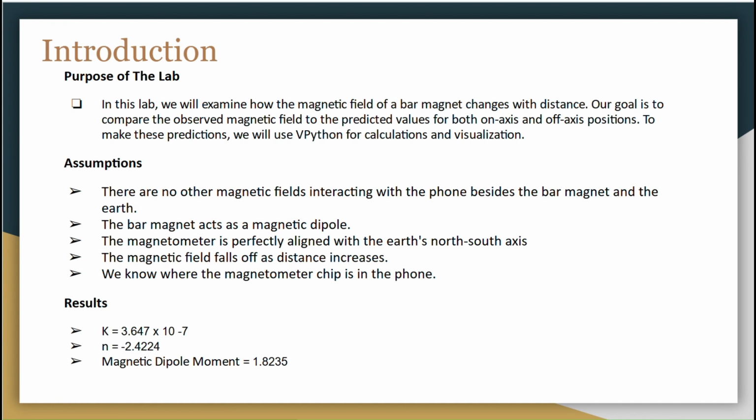Some assumptions. There are no other magnetic fields interacting with the phone besides the bar magnet and the Earth. The bar magnet acts as a magnetic dipole. The magnetometer is perfectly aligned with Earth's north-south axis. The magnetic field falls off as distance increases, which is kind of obvious, okay? And we know where the magnetometer chip is in the phone. You know what? A little hint, we don't, but we're assuming we do. Here are the results.